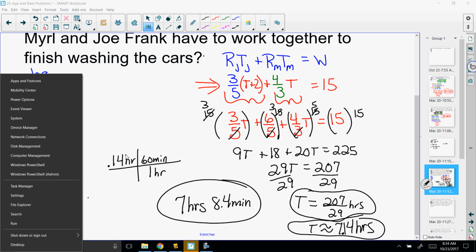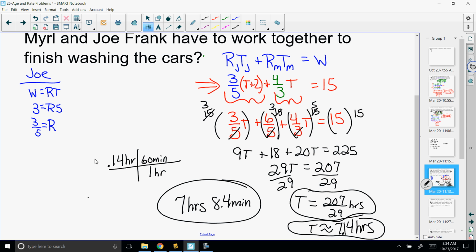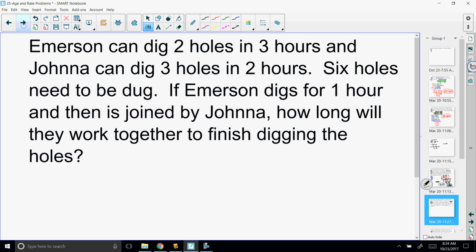Do you like how they did that? Okay, questions? You ready for another one? Now keep in mind, if you would have switched your T's around on that last example, you would have had to subtract 2 from it, because you would have ended up with like 9.14.